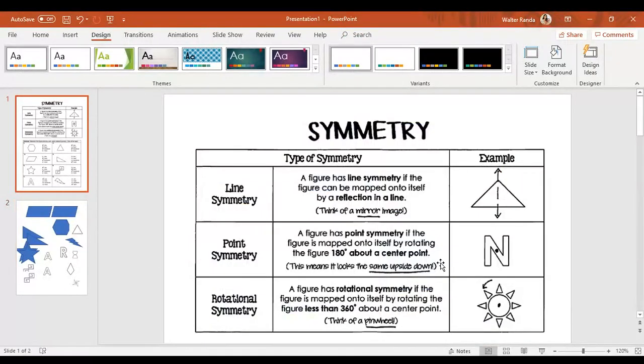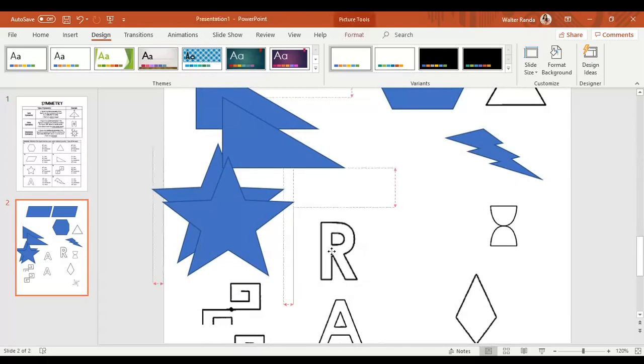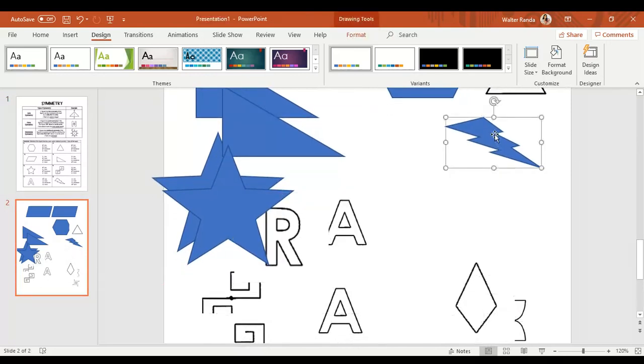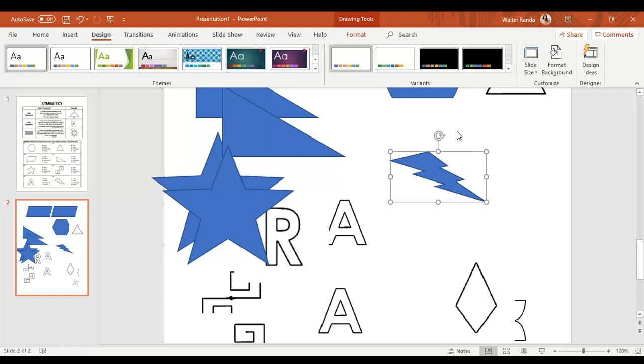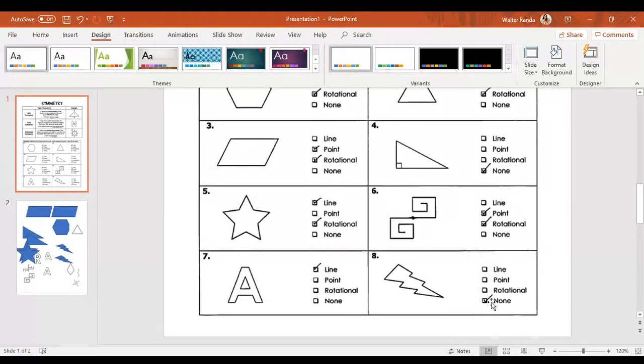Let's take a look at the lightning bolt here. All right, so our lightning bolt. Can I fold this in half anyway, make it a match? No, I can't. So let's try rotating it and seeing what happens. So I'm going to rotate. Okay, so it's upside down. No, doesn't work. And really no sort of symmetry whatsoever. So that one has none.